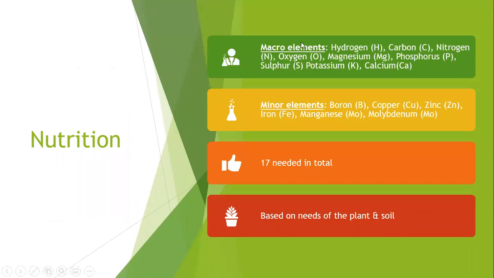We're going to talk a little bit about nutrition, the macro elements, of course, in order: hydrogen, carbon, nitrogen, oxygen, magnesium, phosphorus, sulfur, potassium, and calcium. Then we'll talk a little bit about minor elements: boron, copper, zinc, iron, manganese, molybdenum. We need 17 in total to grow any type of turfgrass plant. And it's really based on the needs of the plant and what we found in the soil itself.